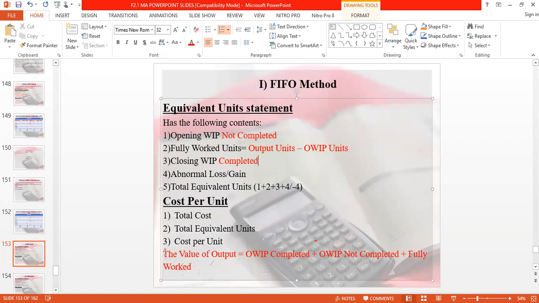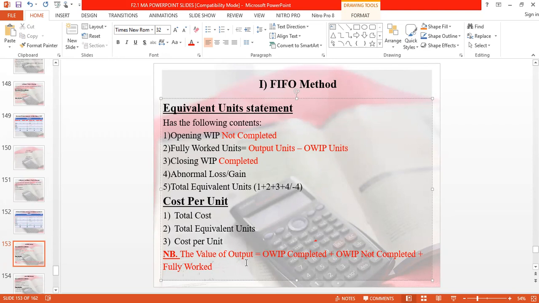And take note of this. NB. This is very important. Why is this important? You are not given, take note that here it is fully worked units. You have not been given the output. It is just that fully worked units is output minus opening. But here you are being asked to also get the value of output. How do you get the value of output?